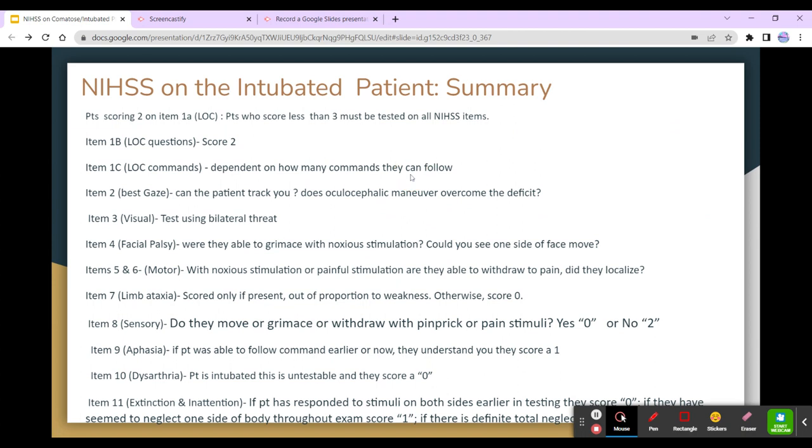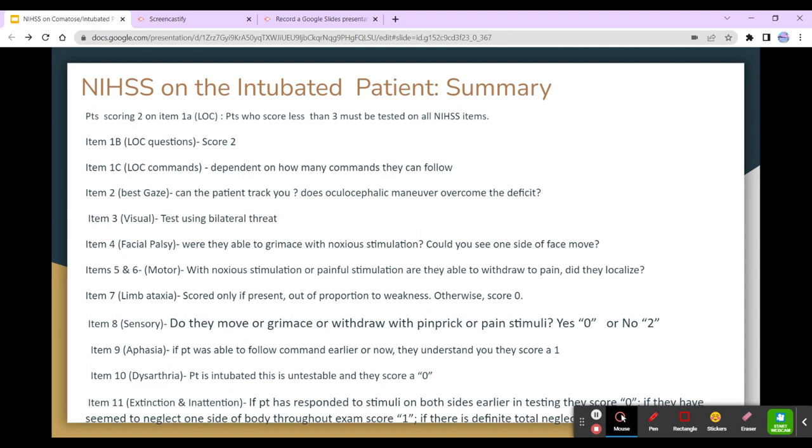And number 11, any patient in coma would be considered not having a cognitive source, so therefore it would be a 2. On an intubated patient, if they score a 2 on item 1A, you need to complete all of the aspects of the NIH score.